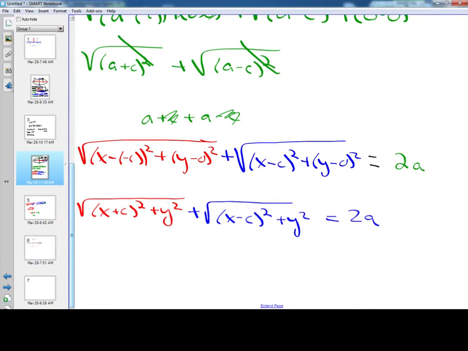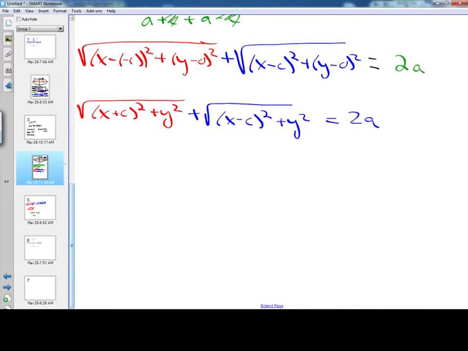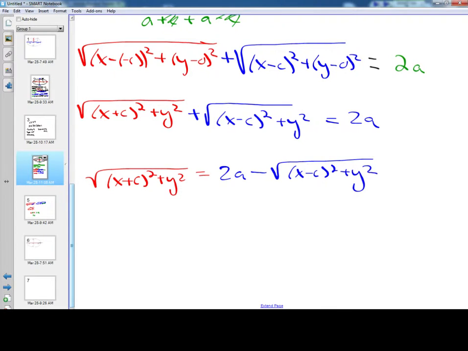So here's what it's going to look like after that. It'll look like this right here. I will have that the same, which is the square root of x plus c quantity squared plus y squared is equal to 2a minus all of that, which is the square root of x minus c quantity squared plus y squared. You just move it over. Yeah, that's all I did. Just moved it over. This right here, all this went to this side. So if it was positive, it becomes negative.